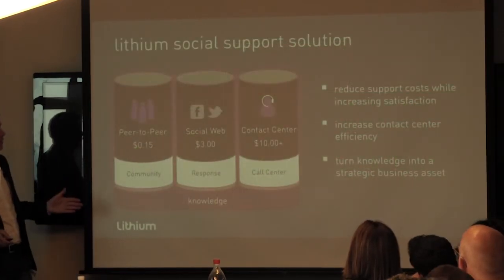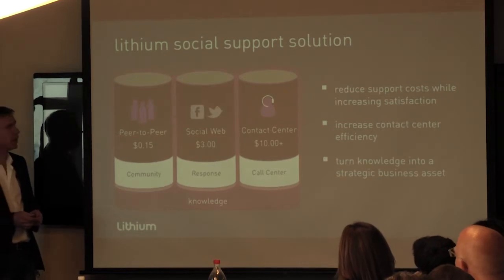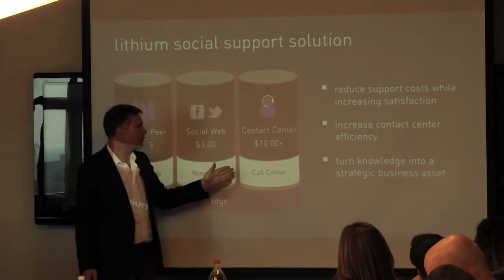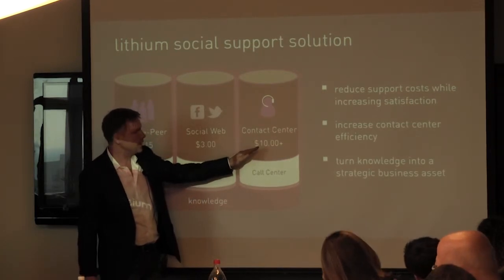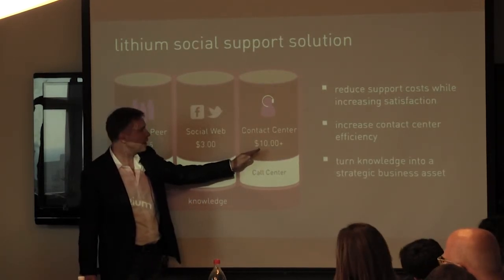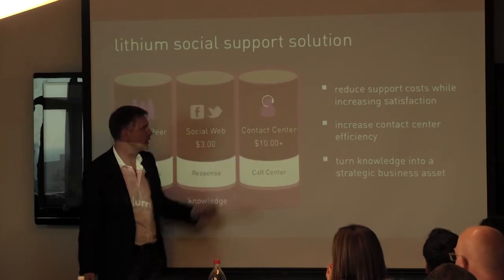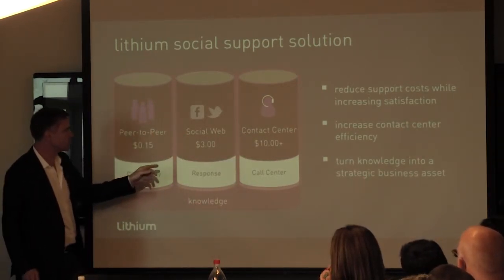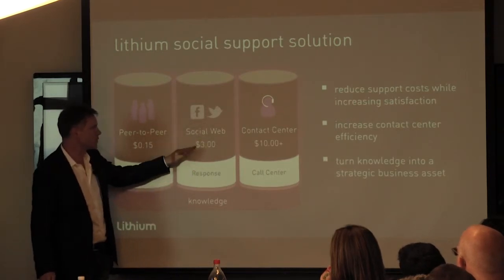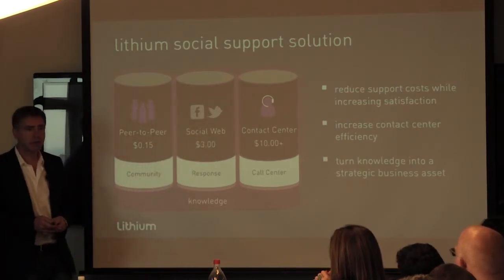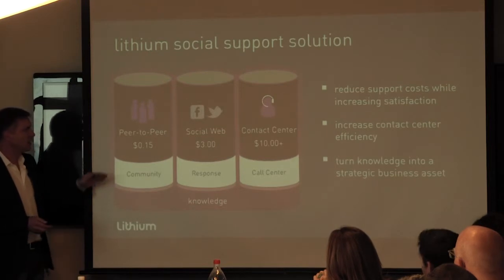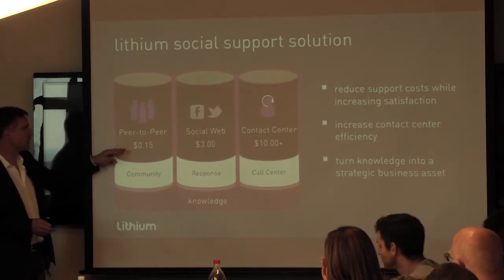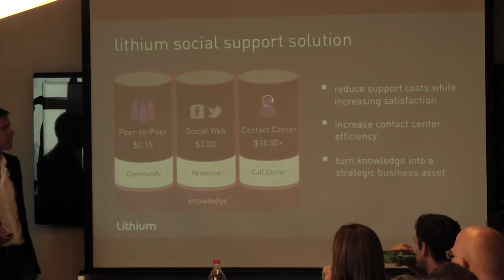And this is a brief overview of how social support can help you to save money. On average, if somebody calls a call center by phone, it costs you approximately $10 to serve a call. If you use social channels, it goes down to $3 for each customer service request. And if you use a community where customers are helping other customers, it's going down to 15 cents.